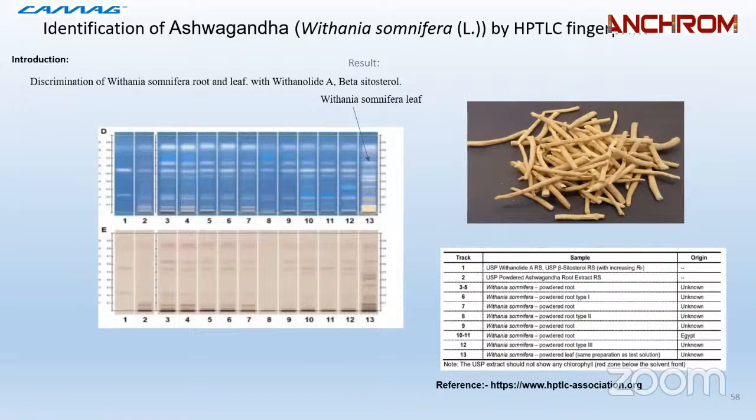This is one more example, Withania somnifera HPTLC fingerprint, which is commonly known as ashwagandha. And they have used leaf samples as well. You can go for the differentiation of root and leaf sample, or whether the sample which you are using is authentic or not. That you can analyze by using this method.